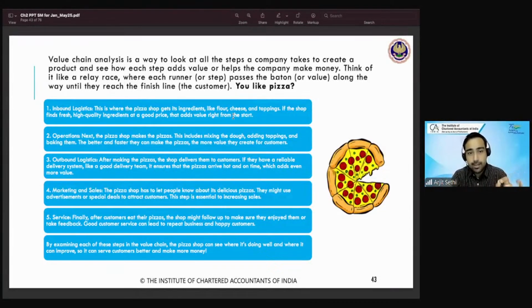The question is, most of us like pizza, right? You like pizza? I do. So let's understand this through an example of making a pizza.